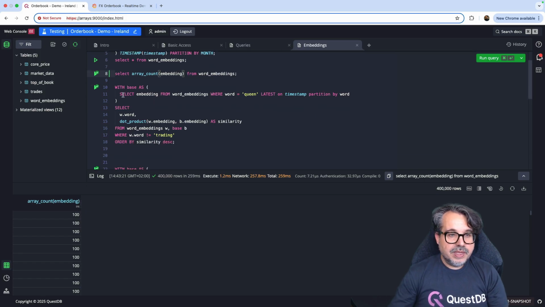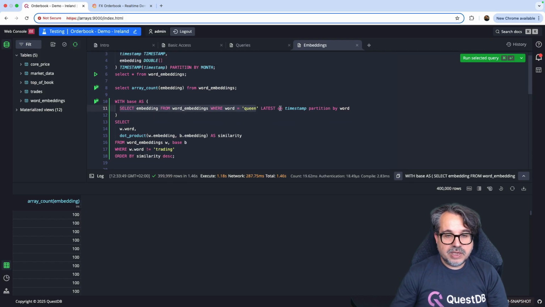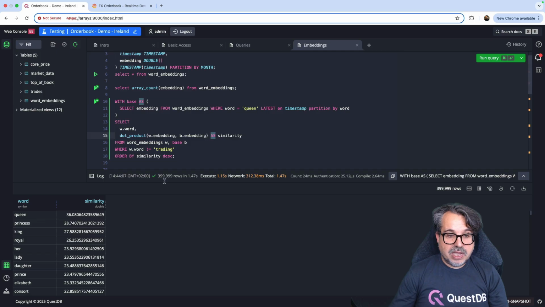But something we can do now, I can, for example, find a word. In my case, I'm using this latest on timestamp in case I have multiple entries for this word in time, which will be common on a time series database. In this case, I have only one. But I get the word queen, and I'm doing a cross join with the same table. So I'm doing the dot product between the word queen and all the other embeddings on the database. And I'm comparing now with 400,000 different rows. I'm sorting this by descending order.